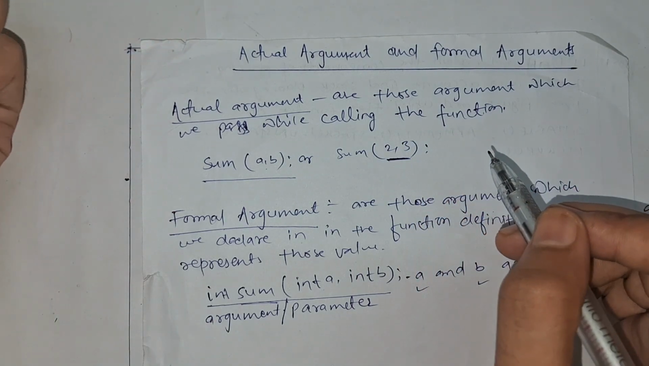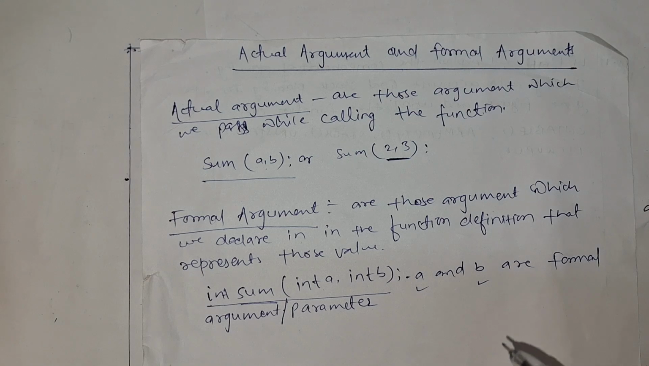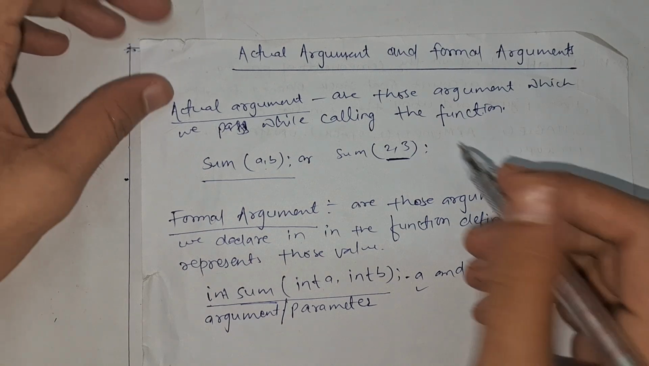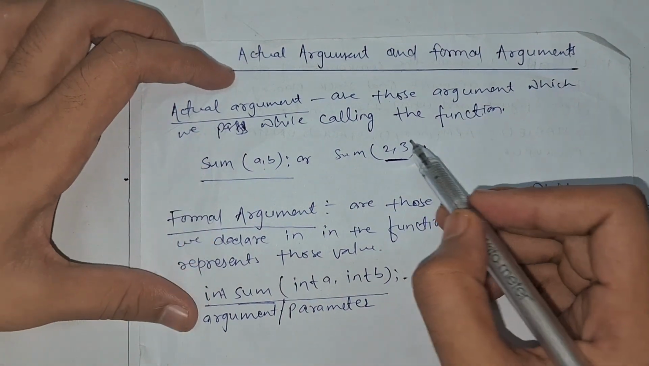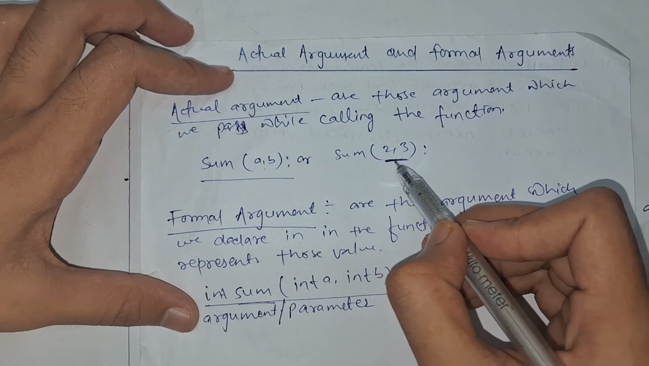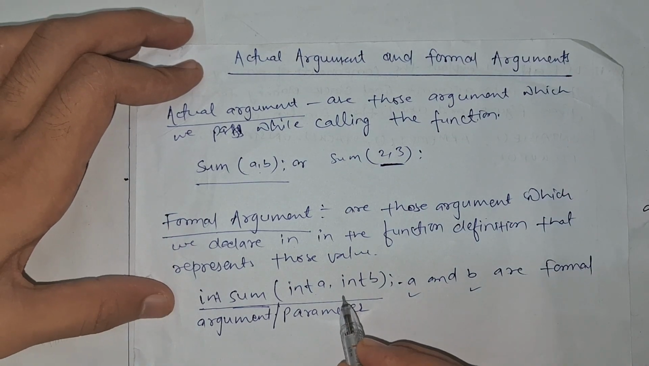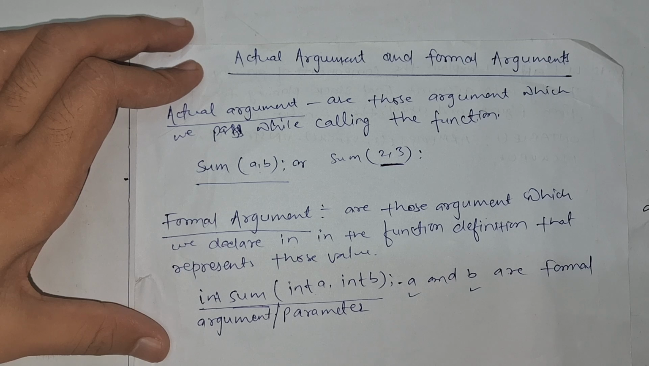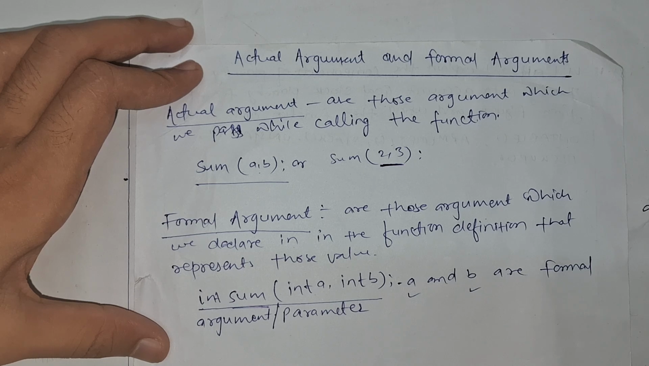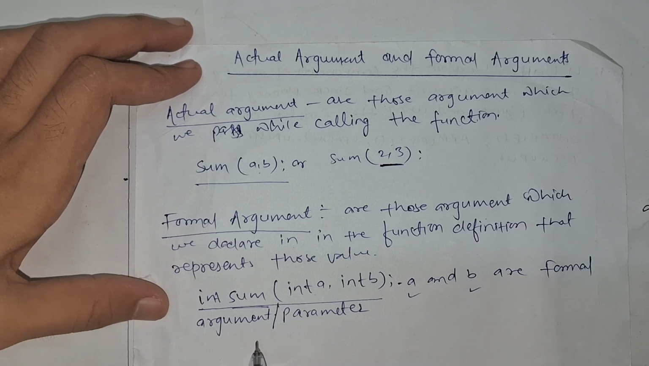Why is it called an actual argument? Because whatever operation we are going to perform using that function, we will perform that operation on the basis of these arguments or parameters. So it is called actual arguments. And why is it called a formal argument? Formal means we are just doing some formalities, so that our function comes to know what we are going to use and on which variables we are going to perform the operation. So that's why it is called formal arguments.